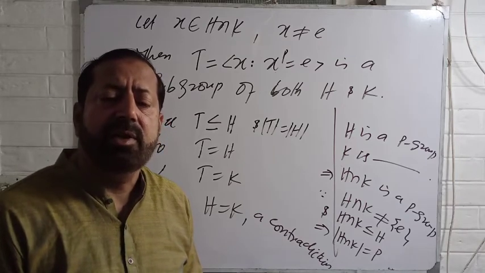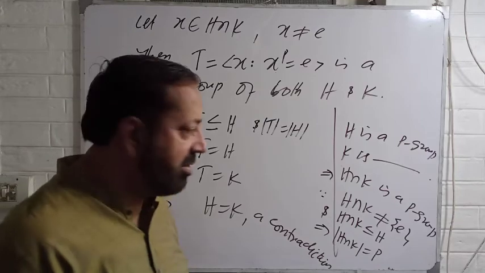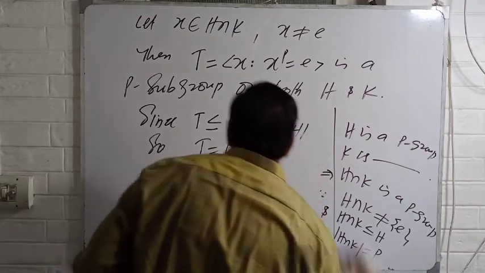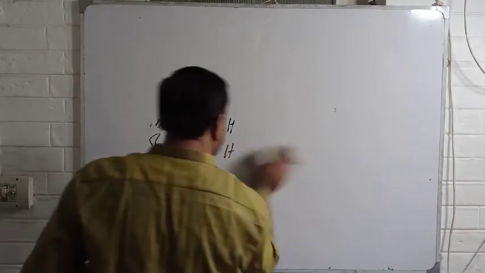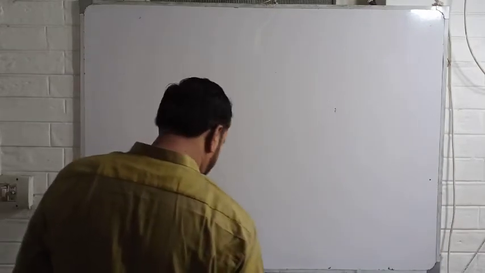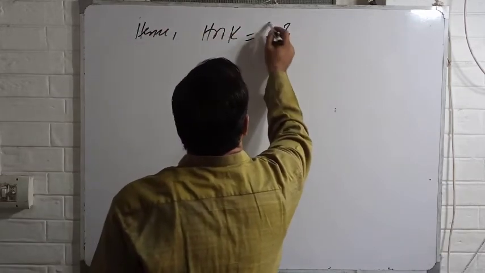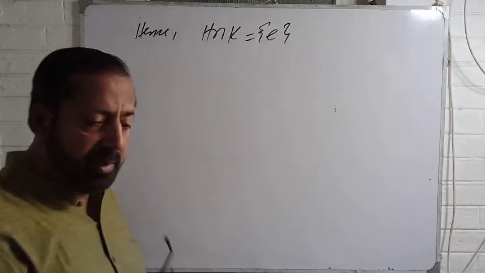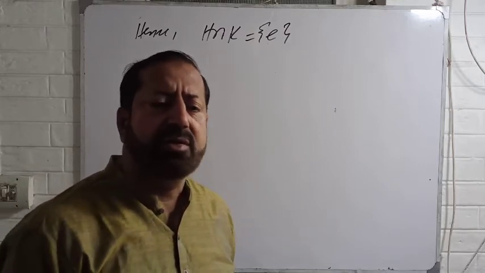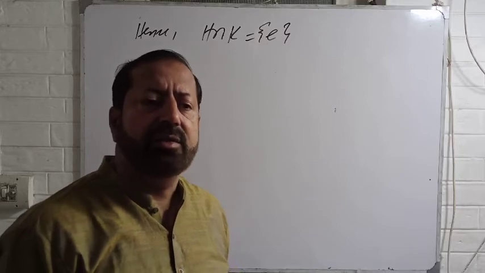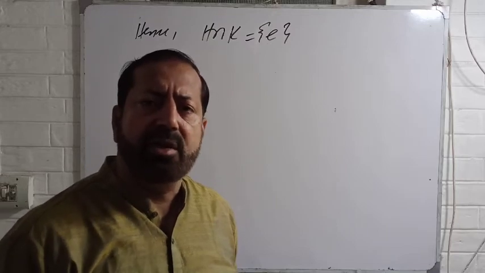So this is a contradiction. Okay? What does it mean? This means that our claim is true. H intersection K is the identity element. Right? Hence, H intersection K is equal to e. Now, if H intersection K is equal to e, then the product HK, which is of course a subset of G as well, contains p squared elements.